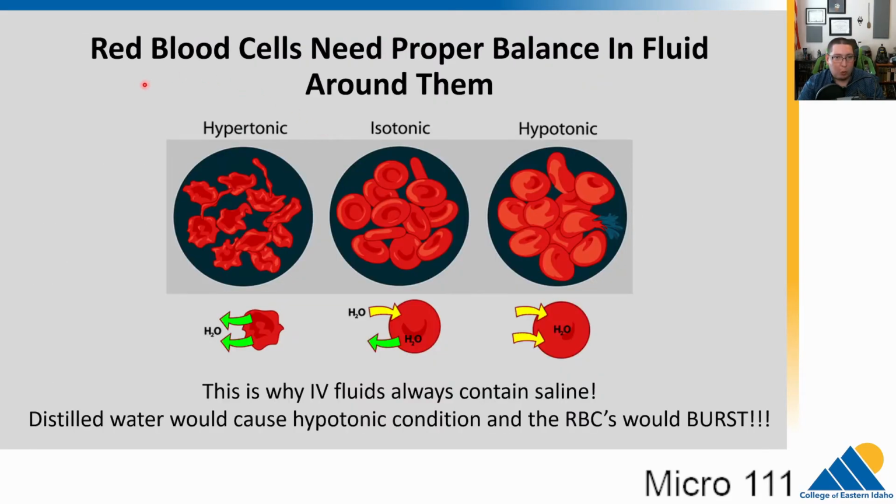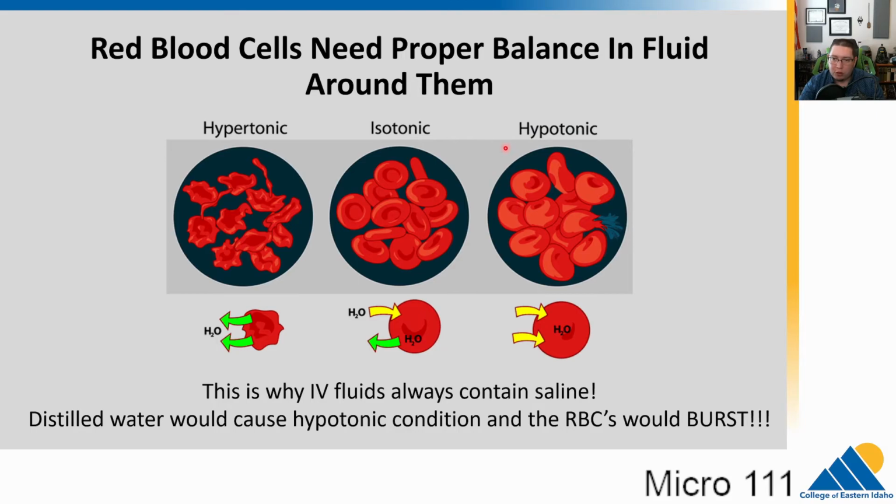So here's an example with red blood cells like I talked about, right? If they're in a hypertonic solution, water gets sucked out because there's lots of solute outside, and they shrivel up. If they're in an isotonic solution, it's equal, so they stay nice and plump and properly shaped. Hypotonic solution, there's not enough solute outside.